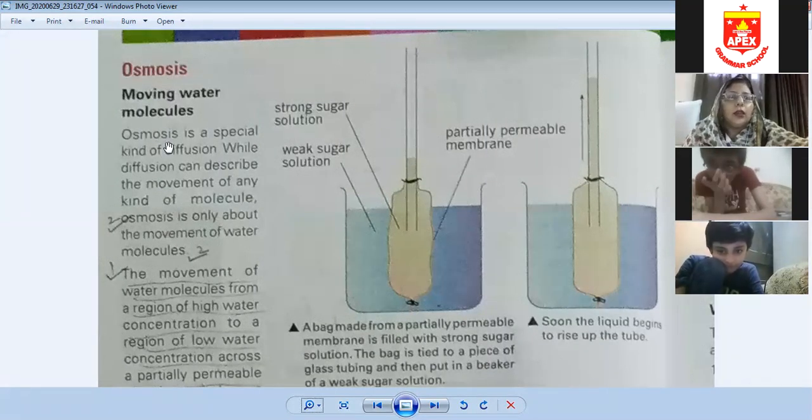Now we will see the screen. Osmosis is a special kind of diffusion. We all know about the diffusion process. Keep in your mind an example of perfume: if we spray perfume in the room, after some time you will feel its smell spread all over the room because of the air molecules which are present in the room.